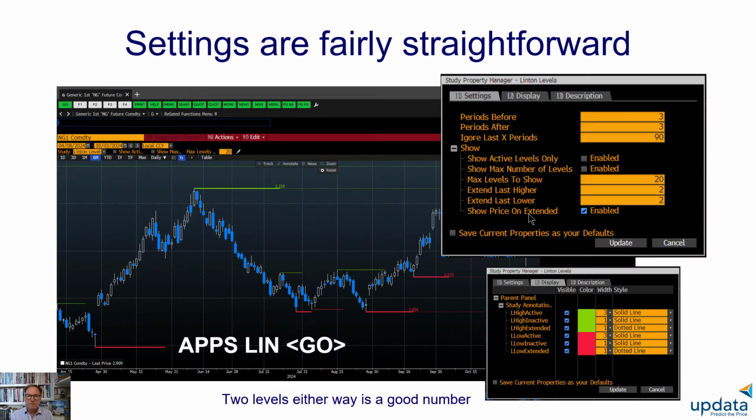The settings for this are very straightforward in the Bloomberg. You just tick the box here, Linton levels, and these are the defaults. You can change it to 4 periods, and you'll get fewer levels, or 2, and you'll get more levels. So it's totally up to you, and you can configure the colors and everything, of course, as well. Here you can set 2 levels either way, which extends those 2 levels, and the other ones will not extend. But if you wanted to see more levels, you can just extend that. But I like to just see the next 2 levels of resistance and the next 2 levels of support, and how they're lining up with the targets. That's really important.